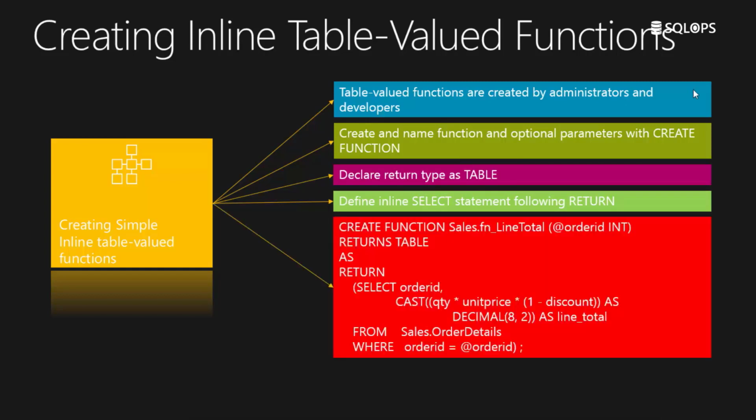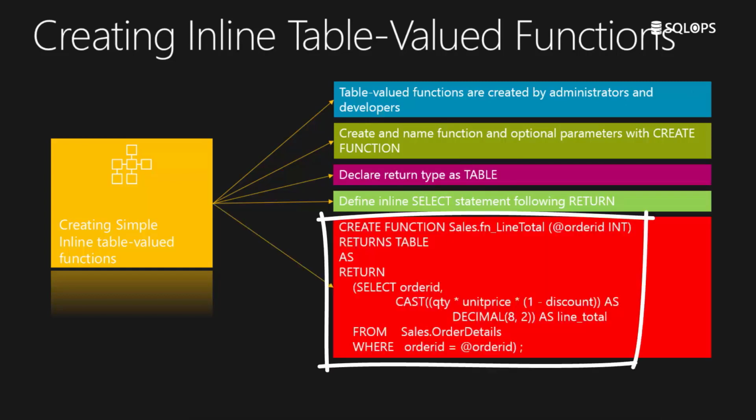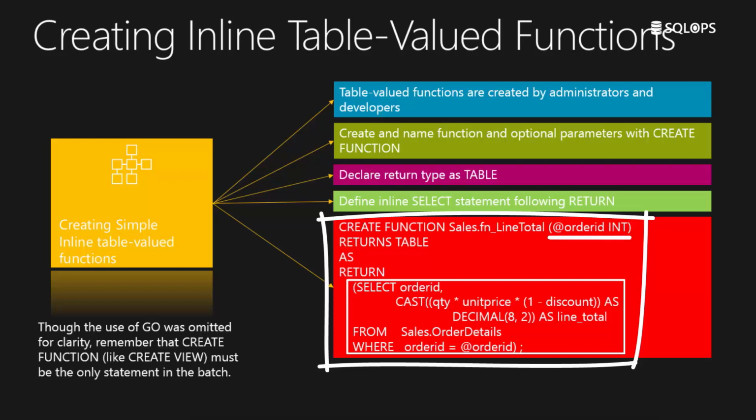For example, this query creates an inline table-valued function which takes order ID as input and returns order ID and a calculated field called line total from the sales order details table that match the order ID passed as the parameter. One thing to note when creating an inline table-valued function is that the CREATE FUNCTION must be the only statement in the batch. Let's take this example, execute it, and see what the results will look like.